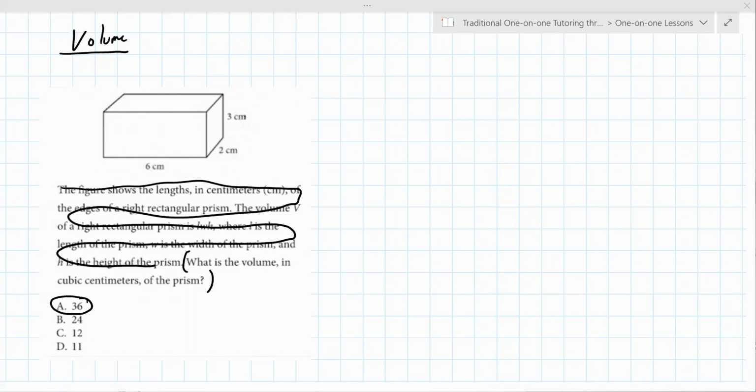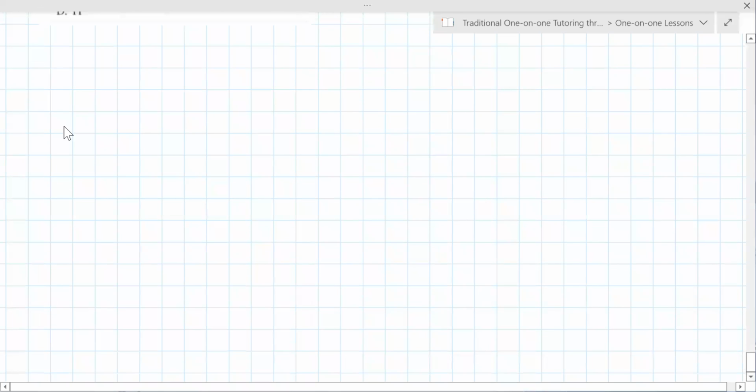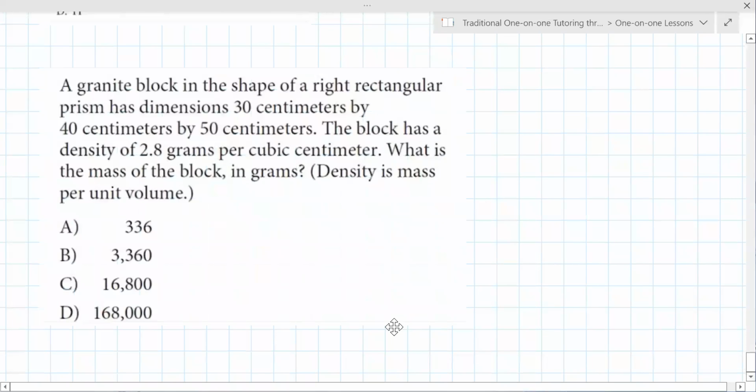Okay, and so I do think you're going to be allowed to use your calculator on most of the ones we're about to do. So let's look at another primer. This is kind of like the last one.